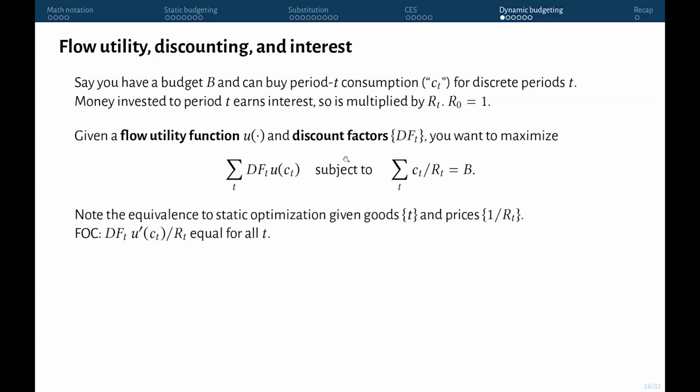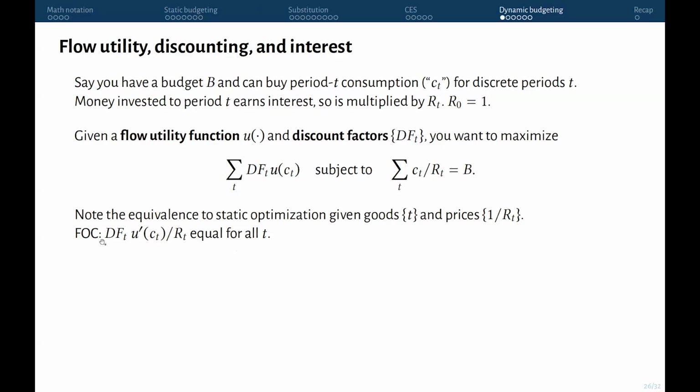If you discount the future on some schedule, some arbitrary schedule, that's fine. The discount factors are kind of like the weights, the A's that we were seeing before.